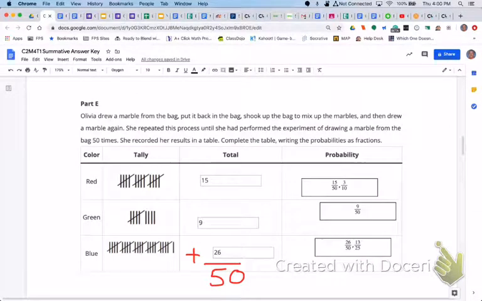For part E, we needed to complete the table and write the probabilities as fractions. So if we look first at the total number of red, 15, green 9, and blue 26, the sum of those totals is going to give us the 50 times that we drew a marble from the bag. The probability then for red would be 15 out of 50 or 3 out of 10, green 9 out of 50, and blue 26 out of 50 or 13 out of 25.